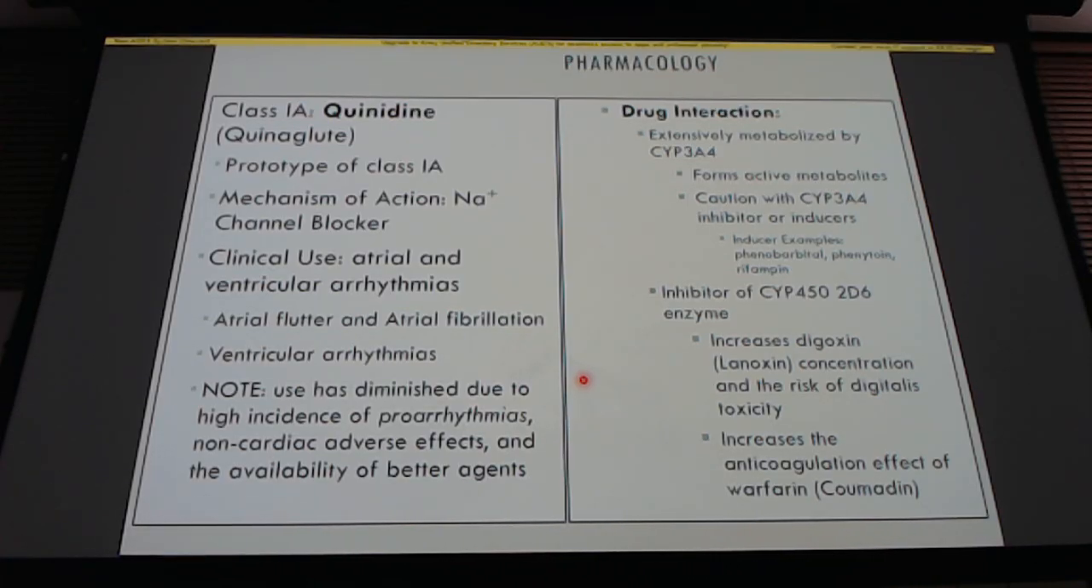Okay? So digoxin and warfarin, if they were taking these 2 things together, we are going to see an increase in the levels of both of those drugs. Okay? So increased effects. More likely to have digoxin toxicity, more likely to have that anticoagulant effect, so a higher bleeding risk.